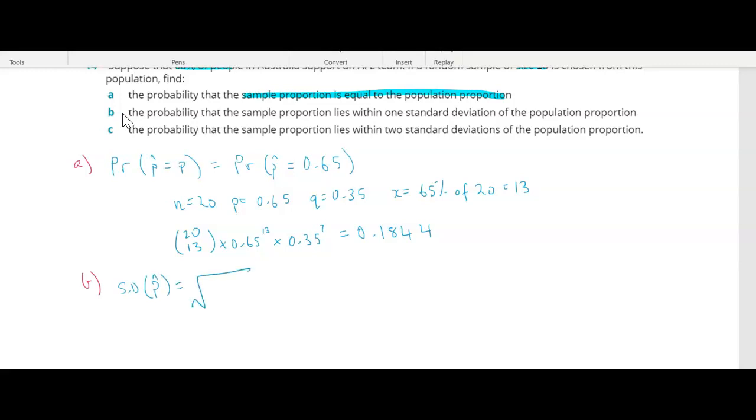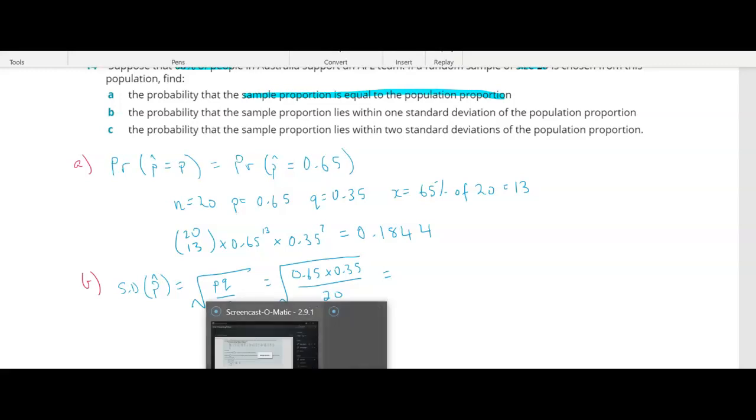All right, so remember that's the square root of P times Q over N. So P is 0.65, Q is 0.35, and N is 20. I'm taking the square root of that, don't forget that. Remember in the video, she didn't refer to Q, but Q is 1 minus P, the probability of failure. So they are the same thing.